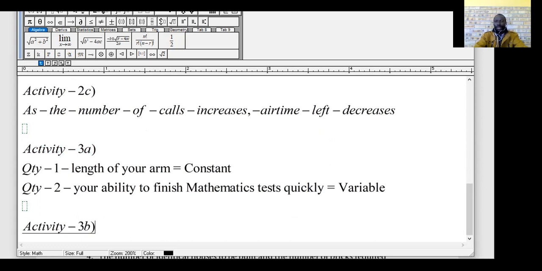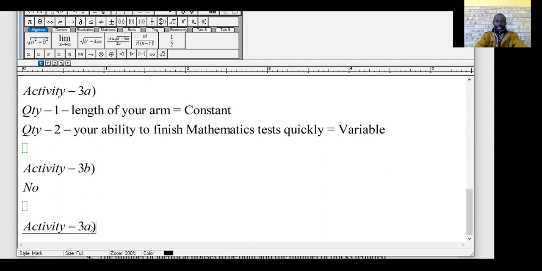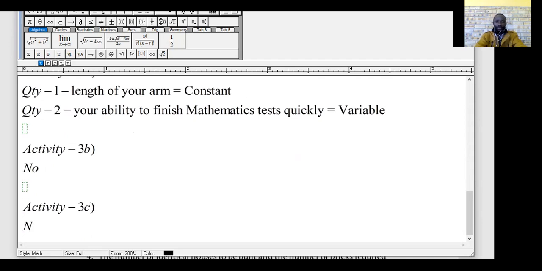Are these two really related? Like how long your arm is: if you're left-handed, how long is your left arm, or if you're right-handed, how long is your right arm? Is the length of your arm related to your ability to finish a mathematics test quickly? No, they are not related. The length of your arm does not affect that. Since they are not related, the third part of the question is not applicable.